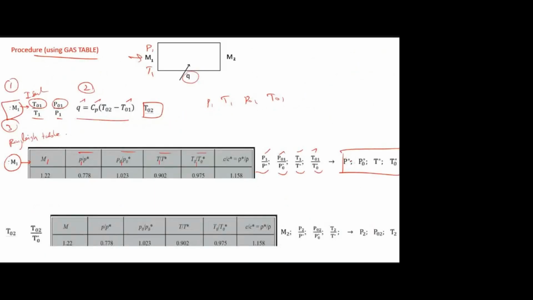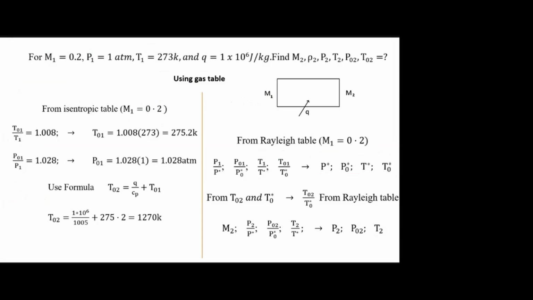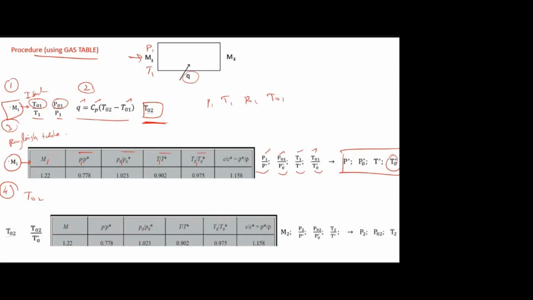Okay, so we found P star, T star, P naught star, T naught star. Then the fourth step will be: I know T naught 2 from this equation, I found it. I know T naught star, which is constant. So using this T naught 2 and T naught star relation, I can use the same Rayleigh table. I can find remaining properties.